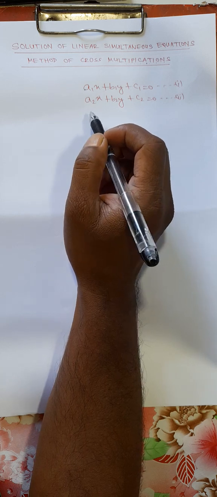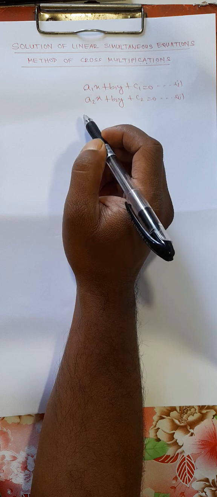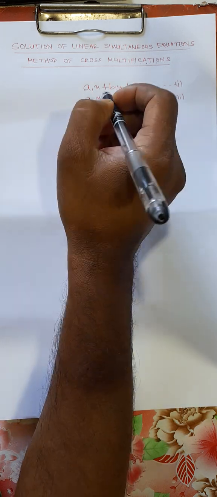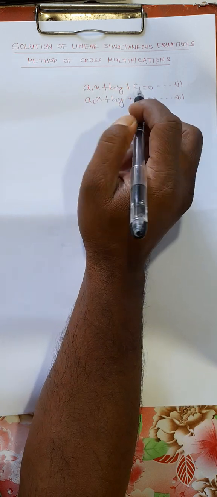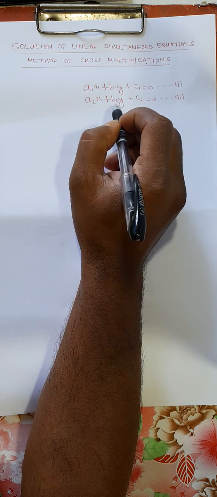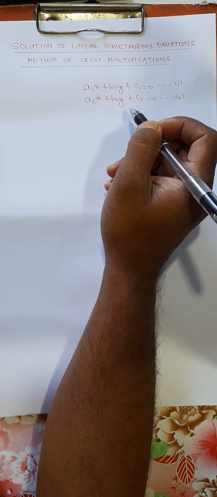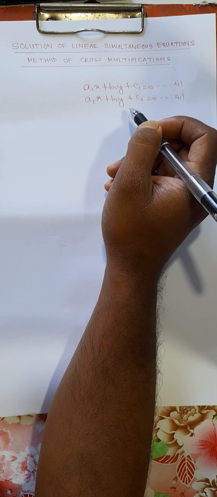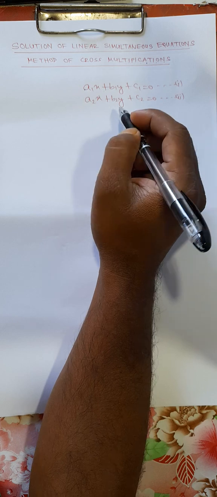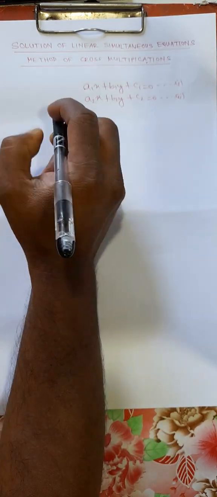Now let's start with the method of cross multiplication for solving linear simultaneous equations in two variables. So equation 1 is a1x plus b1y plus c1 equal to 0, and equation 2 is a2x plus b2y plus c2 equal to 0. Now we will derive the formula for solving simultaneous equations by the cross multiplication method. We will take the help of the method of substitution that we discussed earlier.